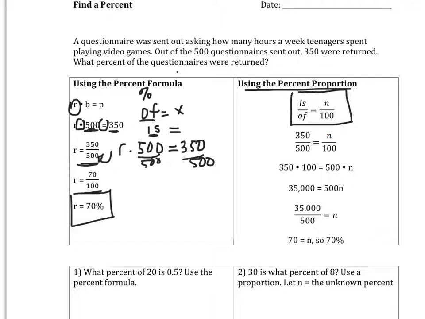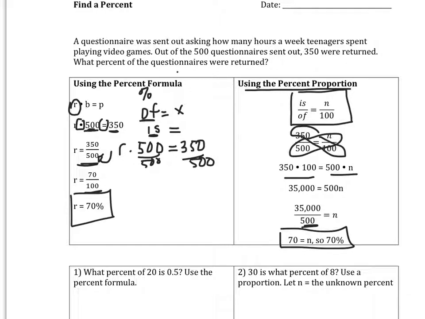So we're going to cross multiply, and we get 350 times 100 equals 500 times n. Divide both sides by 500, and we get 70 equals n, so 70%.